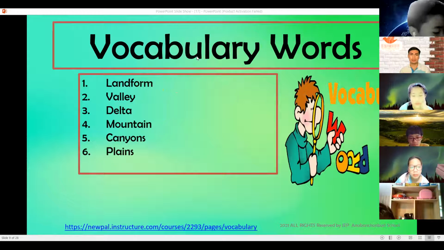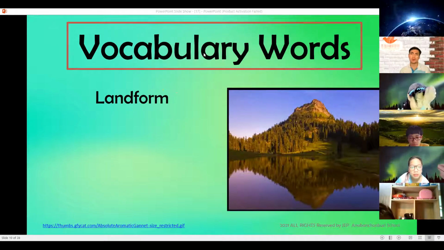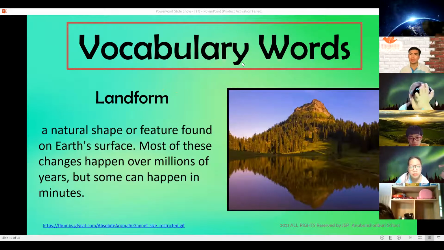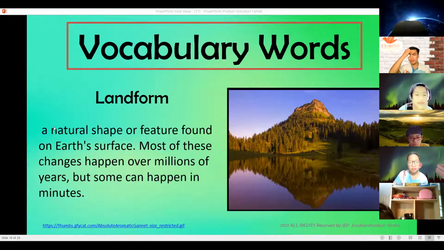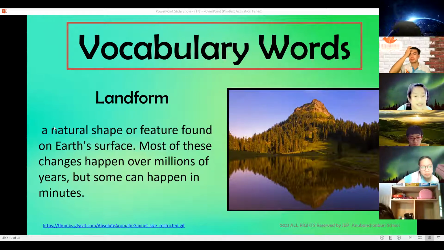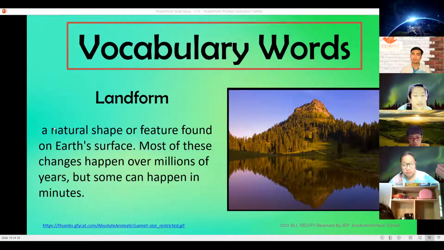The first word here is landform. Okay, so my request to Chuntida is to read the first definition, landform. A natural shape or feature found on Earth's surface. Most of these changes happen over millions of years, but some can happen in minutes.